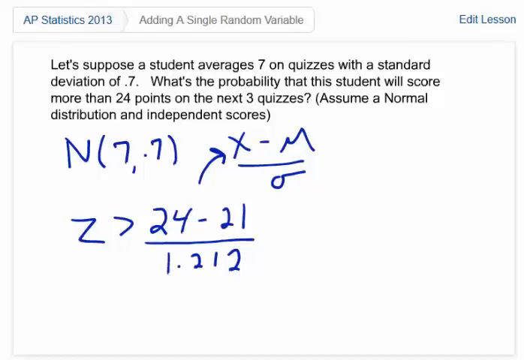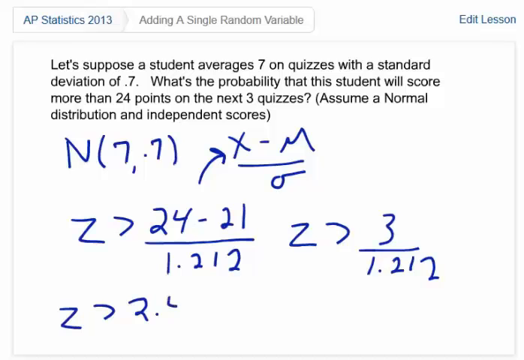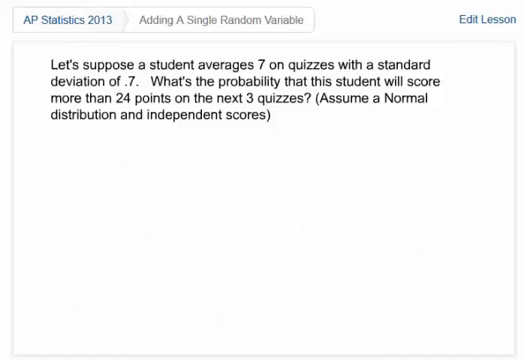So now we'll do the math. And we get z greater than 3 over 1.212. Pull out our handy-dandy calculator. And that will give us a z-score of 2.475 approximately.